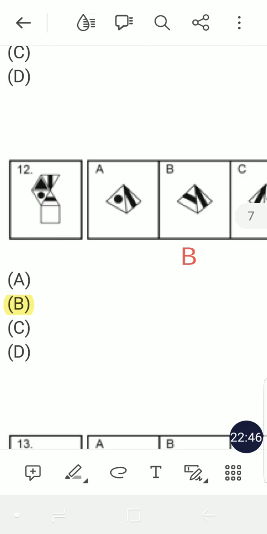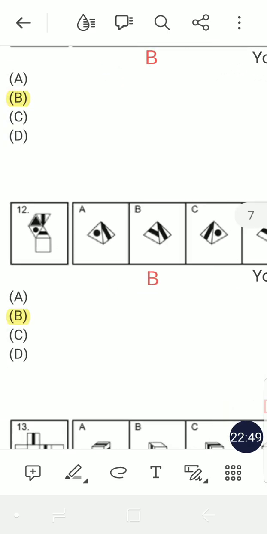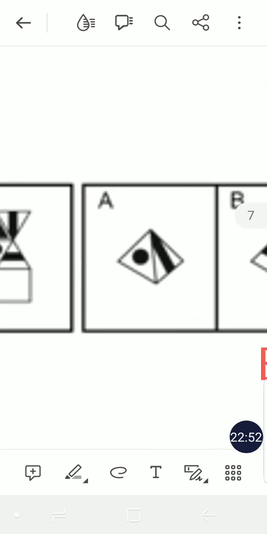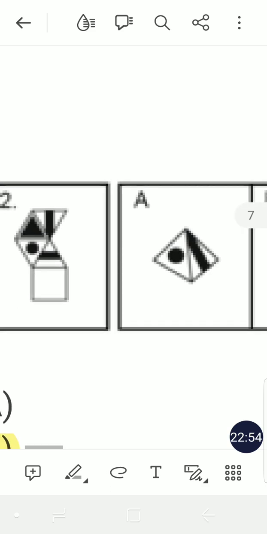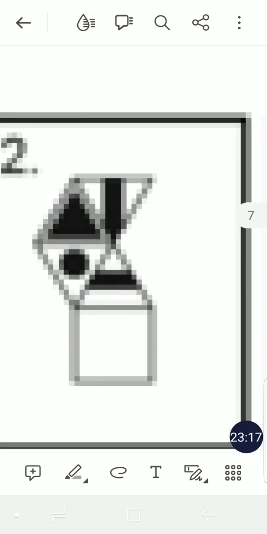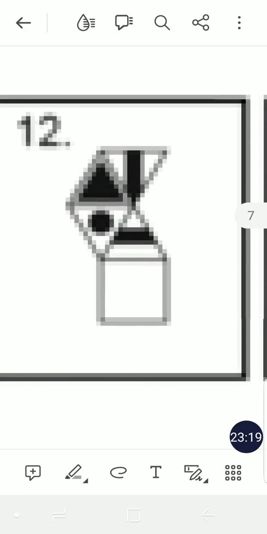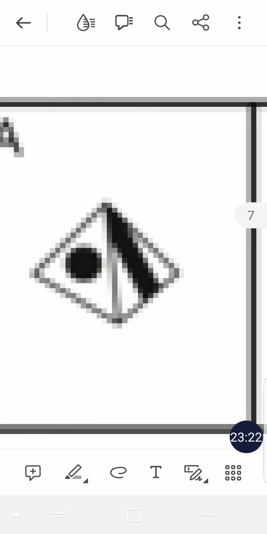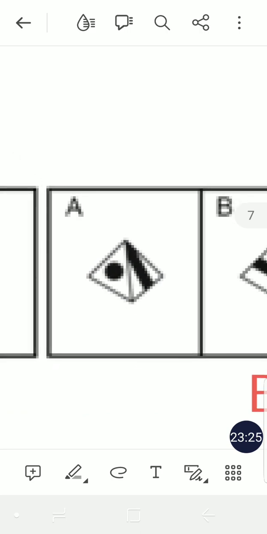Question 12 is, again, I use the process of elimination. For choice A, we can see that choice A will not work, because we look at the vertical line and the dot here, they are kind of away from each other. There's a shaded triangle between them. So in here, they're right beside each other right away, so it will not work.